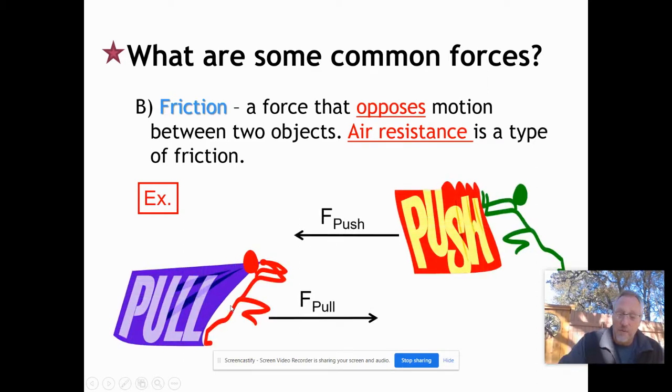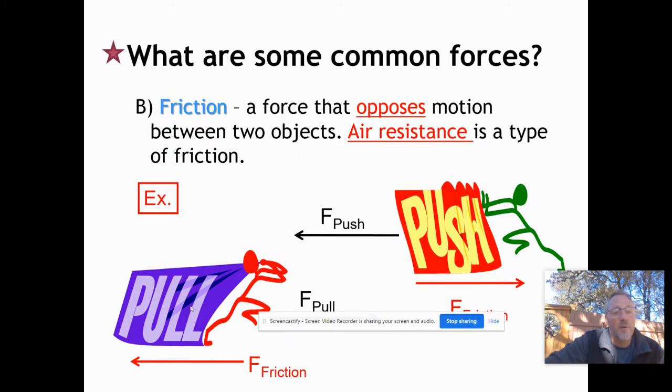Okay, friction: if you're pushing something, it's going to be pulling back. If you're pulling something, it's going to be pushing. It's going to do the opposite of what you're trying to do. There's always something trying to slow us down, but we shall overcome. Friction works backwards, so if you're pulling it to the right, friction is pulling it to the left. If you're pulling it or pushing it to the left, it's going to pull it to the right.